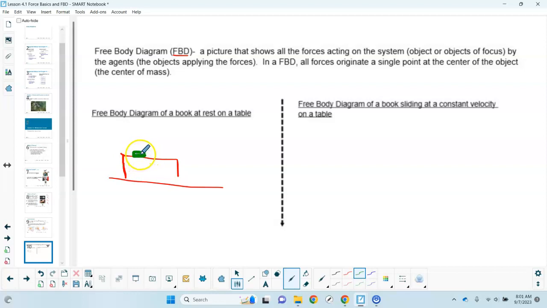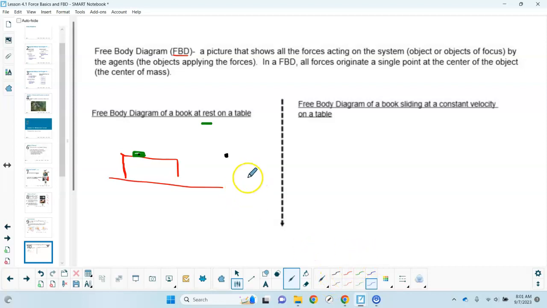Okay, so we need to think about the forces acting on the book, and the book is at rest on the table. So I'm just going to draw a dot to represent the book. So here's a dot. That represents our book. And we want to talk about the forces acting on the book. So what forces can you imagine that are acting on the book?